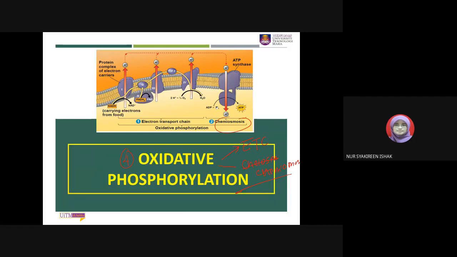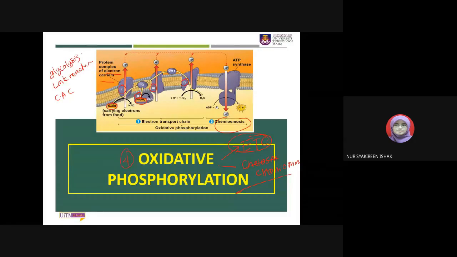So kalau tengok kat diagram ni, if you look at the diagram, so for the first component ETC, they are actually composed of several electron carriers. So these are electron carriers: complex 1, complex 2, complex 3, complex 4. Okay, so these are electron carriers, but where is the source of electrons? The source of electrons come from the NADH and also FADH2 that was produced during glycolysis, link reaction, and also citric acid cycle.